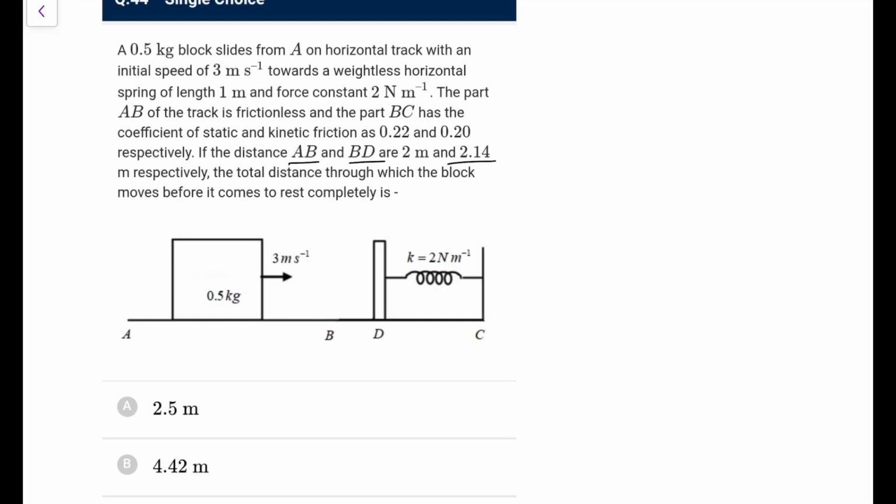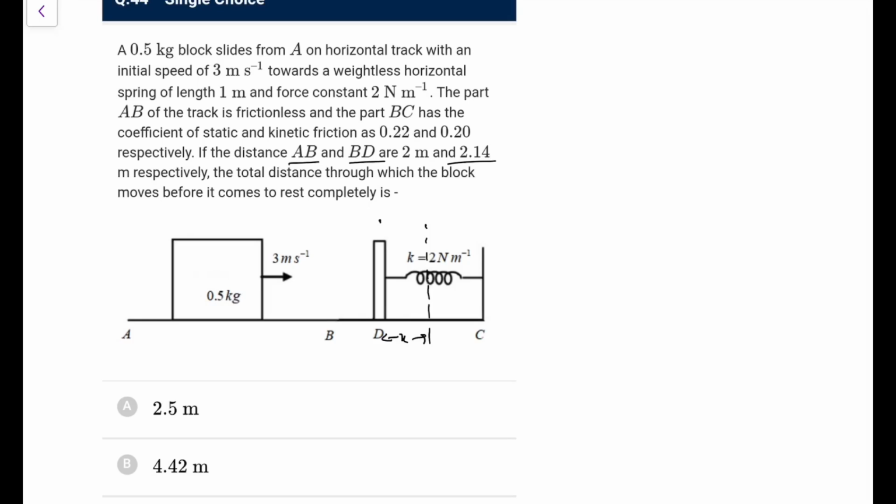So first of all, what can I see? What is the speed when it comes to D? When it comes to D, or you can say when it comes to rest, let this distance be x. This is 2.14, and this is x. I can apply the work energy theorem.